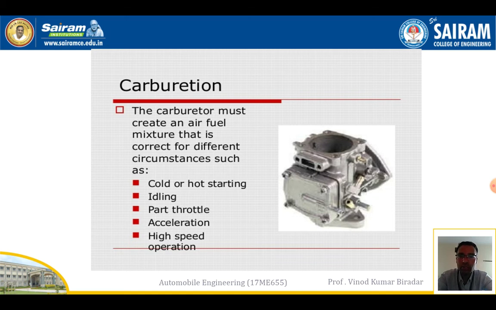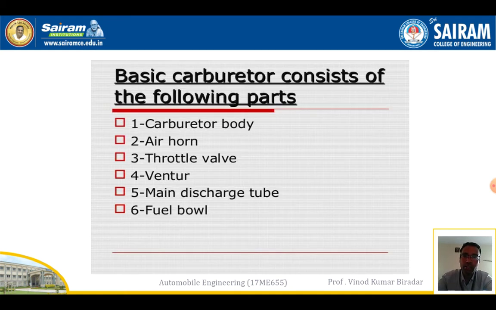The carburetor must create an air-fuel mixture that is correct for different circumstances, such as cold or hard starting, idling, part throttle, acceleration, and high speed operation. These are the basic components of the carburetor system: the carburetor body, air horn, throttle valve, venturi, main discharge tube, and fuel bowl.